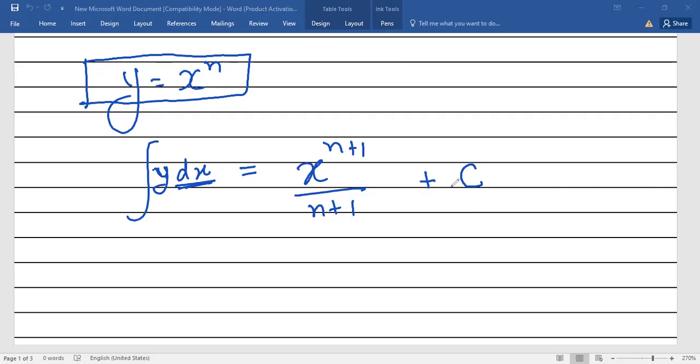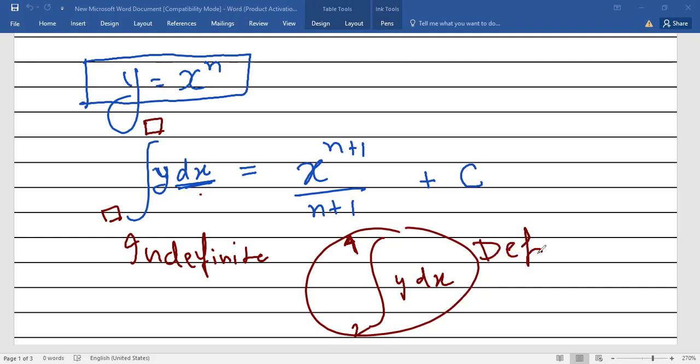Why this constant of integration? Because the integration which we are doing right now is indefinite integration. How will we understand whether we are doing indefinite or not? If there is nothing mentioned at the top and bottom of the integral sign, that means it is indefinite integration. Whereas if we have something mentioned there, for example, 2 and 4, then we will say that this is definite integration. So right now we will focus on indefinite integration. Then we will look into definite integration.